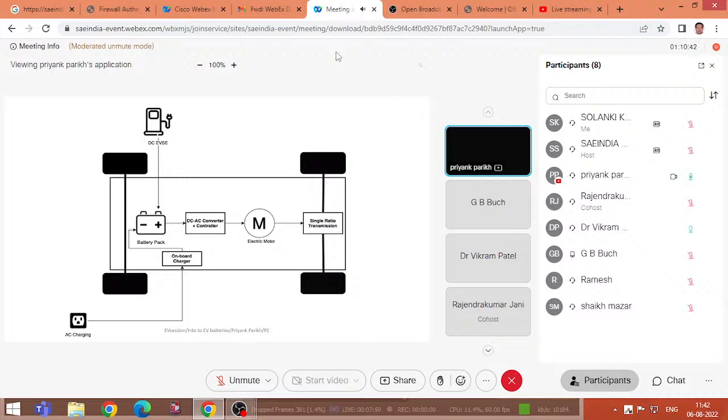Basically there are two ways of charging the battery. One is slow charging, that is AC charging. These are the small chargers that you get along with the car. And then we have the DC fast charger. What is fast charging? The big device that you see installed at different places. So this is the architecture of the EV.